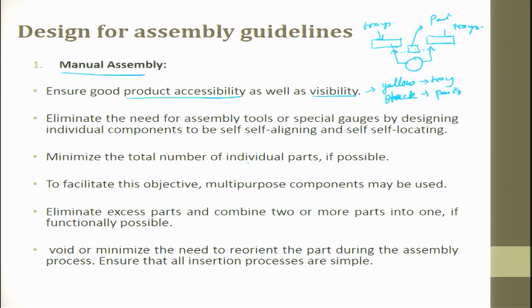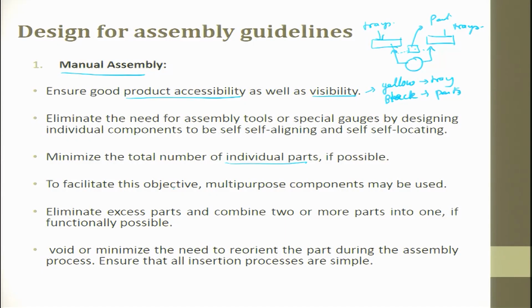Minimize the total number of individual parts if possible. For example, if there are 20 parts and you take one part, a screw, and then you have a nut, you have to fix a nut to it and then this assembly gets into the product. Rather than doing it, try to make the nut and the screw as an integral part. So, 2 parts is reduced into 1.